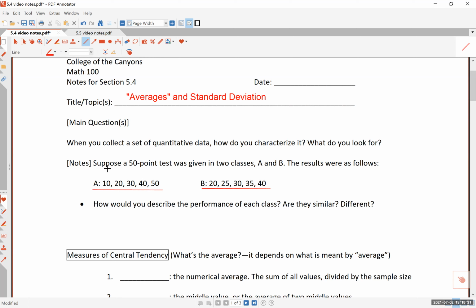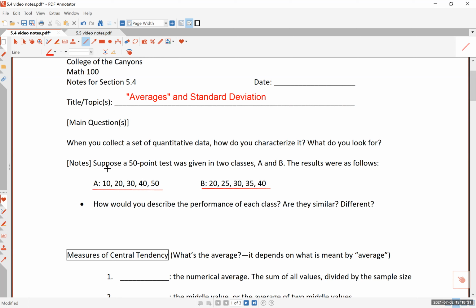Which class did better? Well, that's kind of hard to say, right? A had somebody who didn't miss any points, but there was somebody who scored as low as 10 points out of 50. In B, the spread is not that much, but nobody scored perfect. In fact, nobody missed fewer than 10 points and so on. So how would you describe the performance of each class? Are they similar? What can you observe about these two classes?